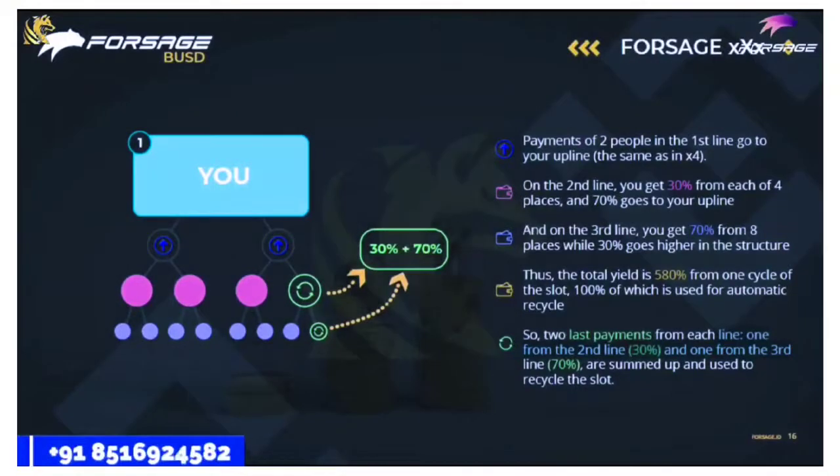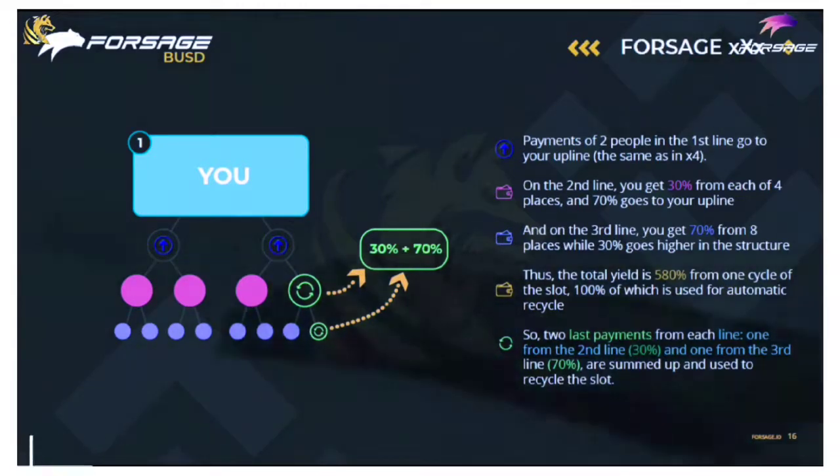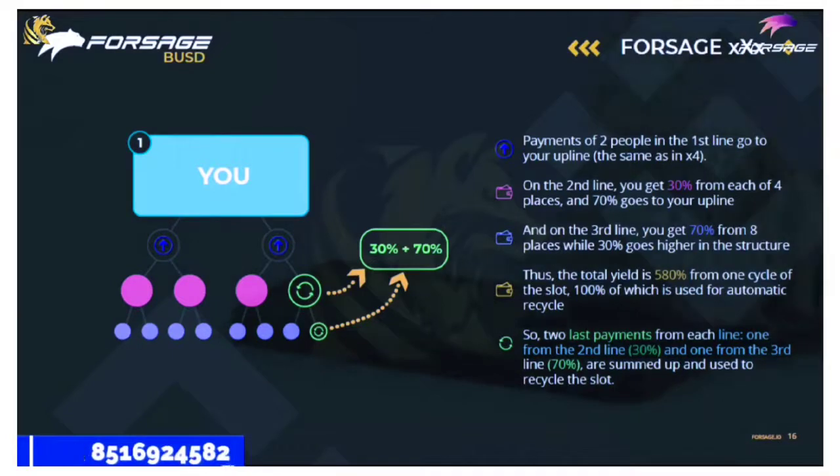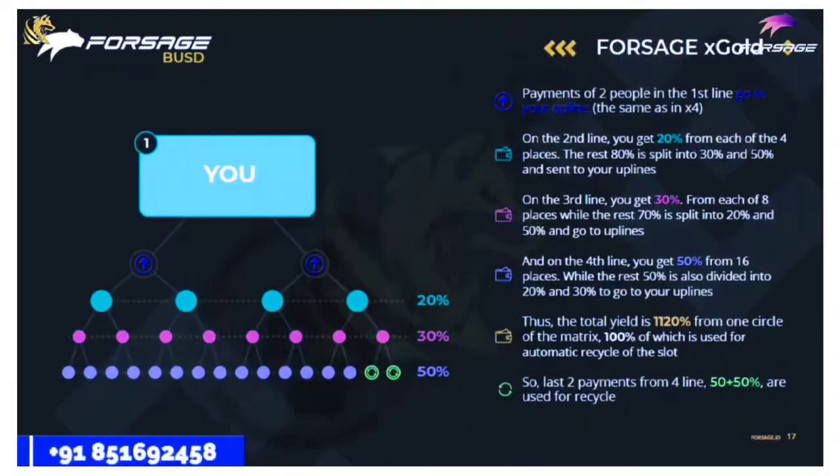So now let's know the working of Forsage XXX. In XXX there are a total of 14 places. Payments of 2 people in the first line go to your upline. On the second line you get 30% from each of 4 places and 70% of the amount goes to your upline. And on the third line you get 70% from 8 places while 30% goes higher in the structure. Thus the total yield is 580% from one cycle of the slot, 100% of which is used for automatic recycle. So the 2 last payments from each line, one from the second line 30% and one from the third line 70%, are summed up and used to recycle the slot. So now let's learn the working of Forsage X Gold, that is the last type of slot.